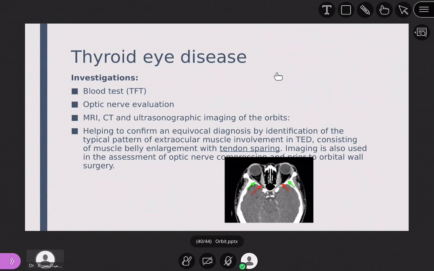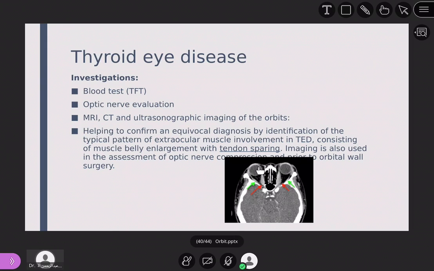Blood tests: we should do thyroid function tests, TFT, of course. Optic nerve evaluation is very important, the five functions that we mentioned: visual field, visual acuity, pupillary action, contrast, light. You should do all of them. MRI and CT imaging is very important.